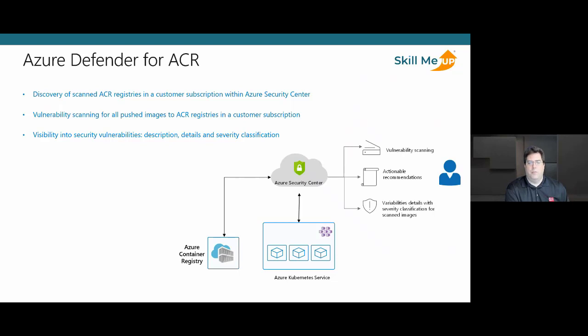We find those vulnerabilities. We find recommendations in terms of the details and what the classification is in terms of severity, so that we can remediate those threats and protect those, and have those actionable recommendations and evaluate those recommendations based on those security best practices.